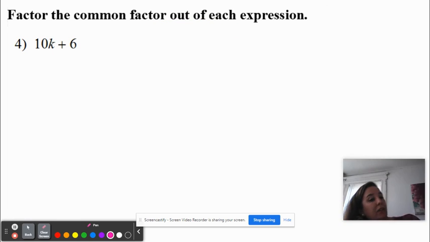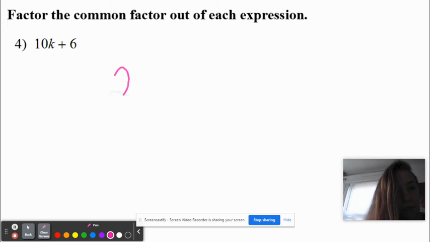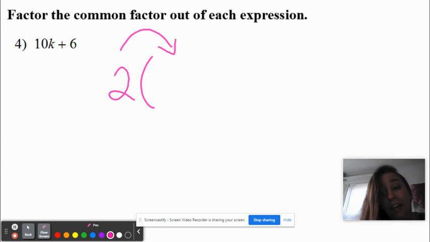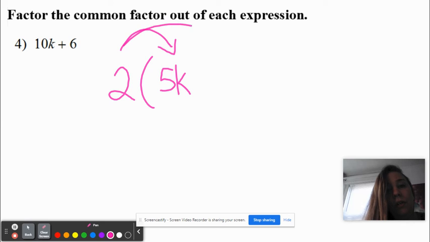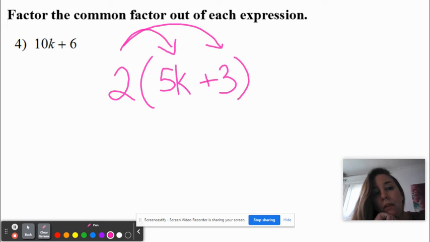Okay. Biggest number that goes into 10 and 6. Don't just wait for me. Try to think of it yourself. 2, right? 2 is the biggest number. 2 times what is 10K? 2 times 5 is 10. And of course, you need the K. Okay. And then 2 times what is 6? 2 times 3 is 6. And you can always go ahead and double check and make sure you're all good.